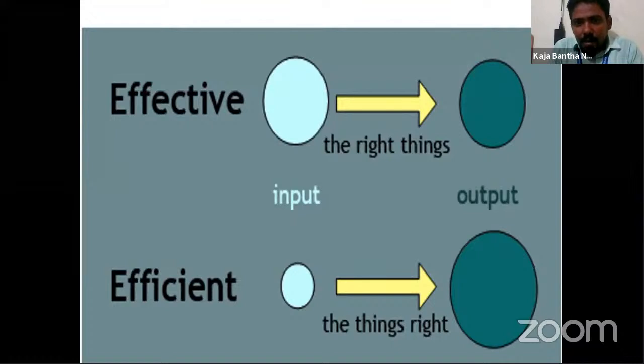Corporates are like this kind of people only. Corporates do not want just effective people. All the people are effective, sir. But corporates want only efficient people.